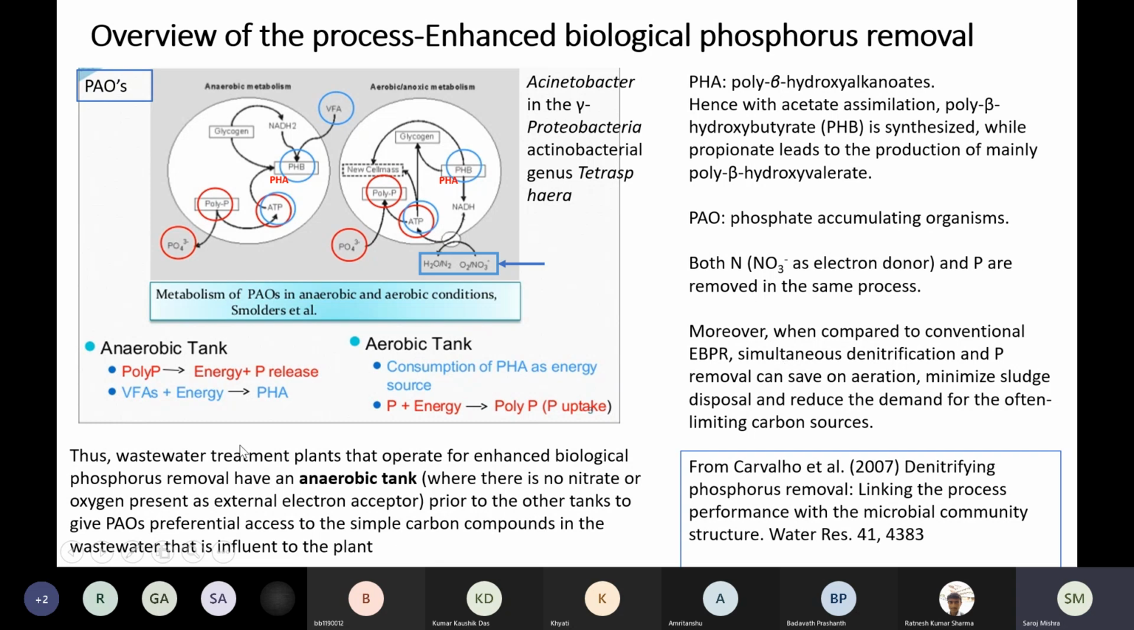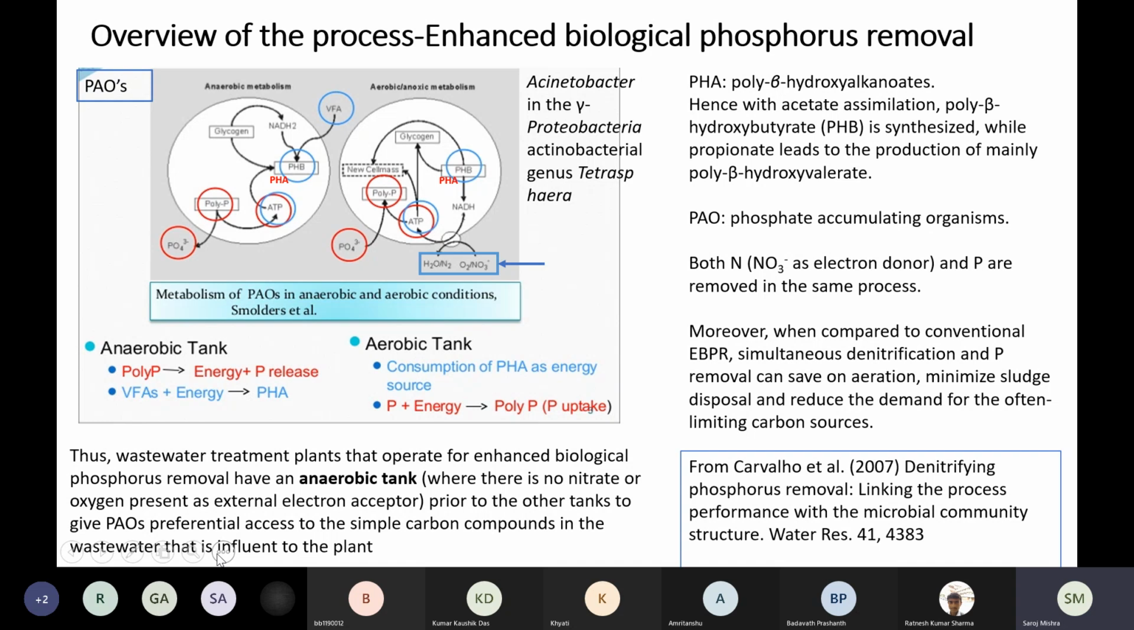Therefore, the wastewater treatment plants which operate for enhanced biological phosphorus removal first have an anaerobic tank where there is no nitrate or oxygen present, prior to other tanks, to give phosphate accumulating organisms preferential access to the simple carbon compounds in the wastewater.